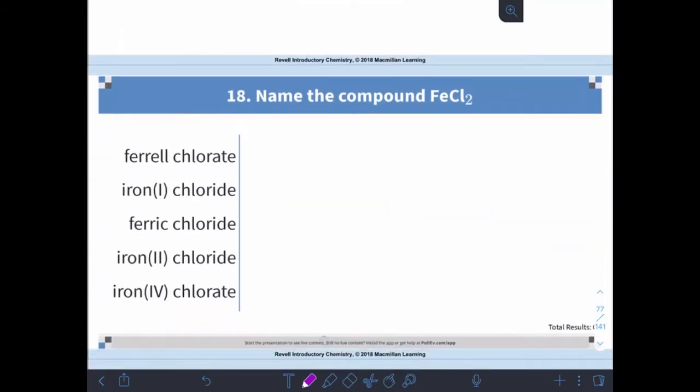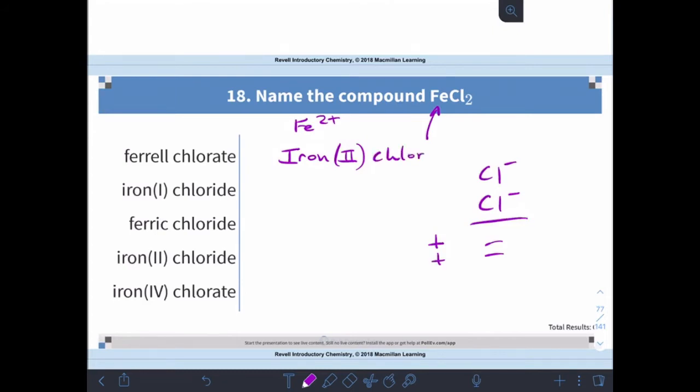Right, naming the compound FeCl2. So remember, iron is one of our transition metals that has multiple charges. So I need to pay attention to my anion to figure out which one it is. So our chloride, I have 2 of them. So I've got a total of 2 minuses. So I need 2 pluses to balance it. So that means that I'm talking about iron 2, that's the Fe2+. And the chlorine ion is called chloride. And because we're a binary compound, we still end with IDE anyway. So iron(II) chloride.